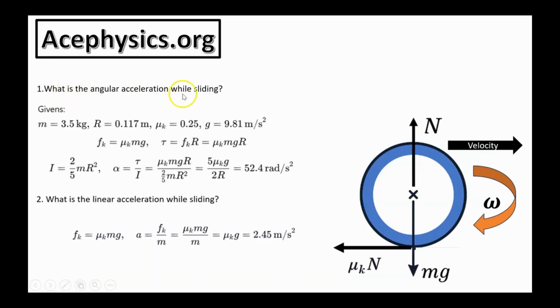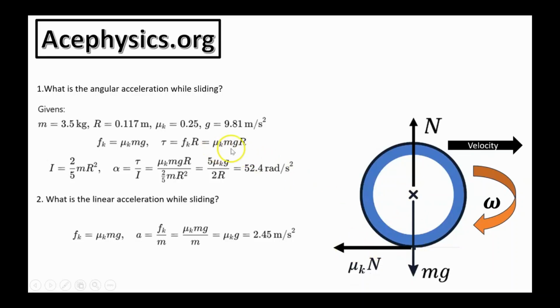What is the angular acceleration while sliding? I started by drawing the free body diagram on the bowling ball. There's the force of gravity downward, the normal force upward, and a force of friction which opposes the motion. We know net torque equals I alpha, so alpha, the angular acceleration, is equal to torque over I. I, the moment of inertia of a sphere, is 2/5 mr squared. The torque on the bowling ball is equal to the force of friction times the radius.